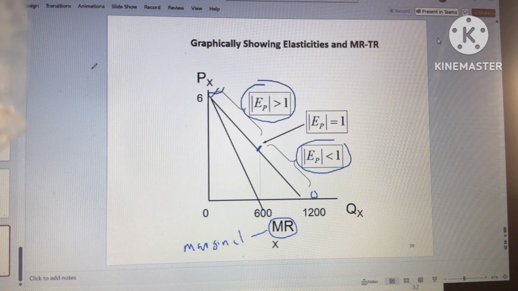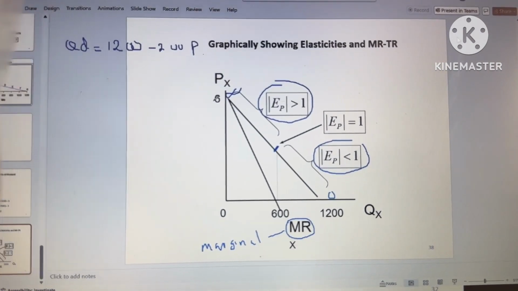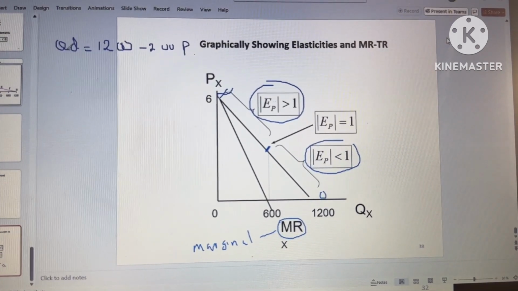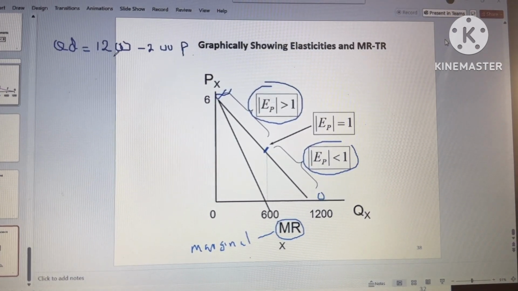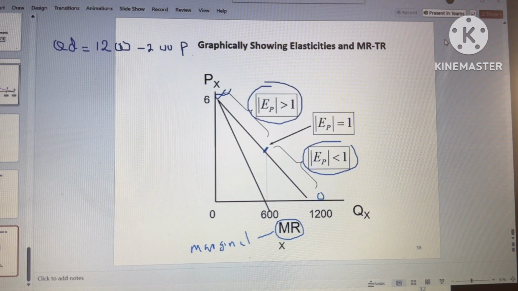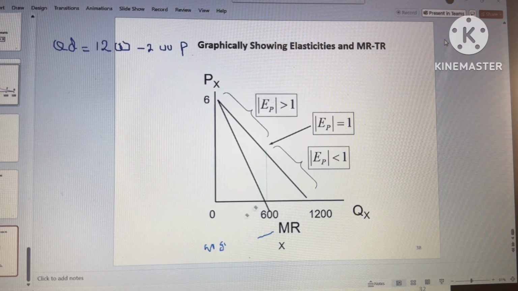We actually found the demand curve earlier. What is our demand curve? QD equals 1200 minus 200P. This was the demand equation we found for this curve. You remember this one? 1200 minus 200P? Yes or no? Yes?